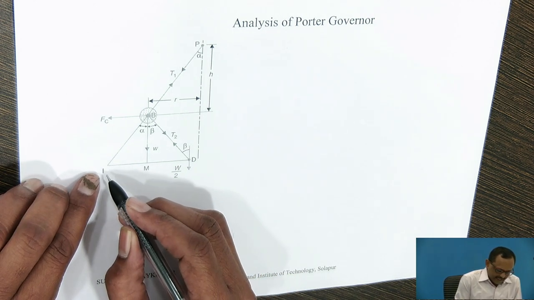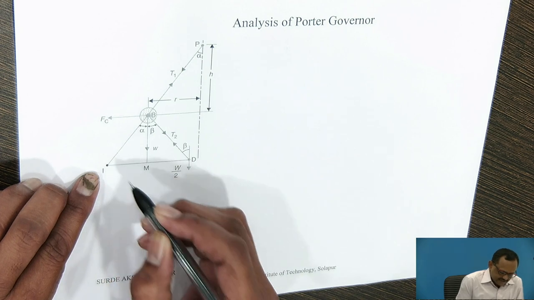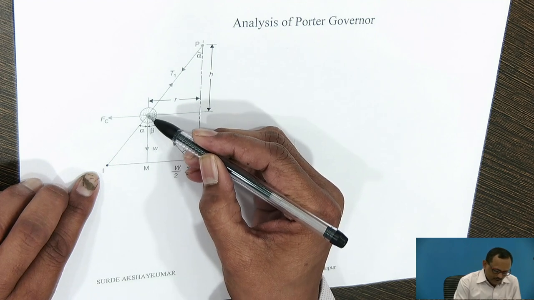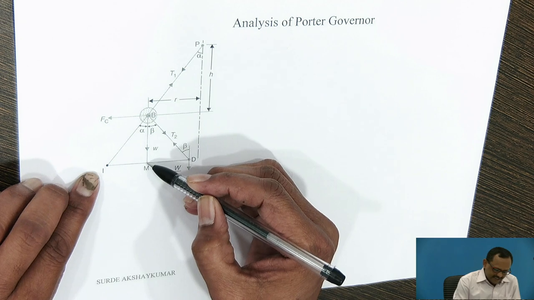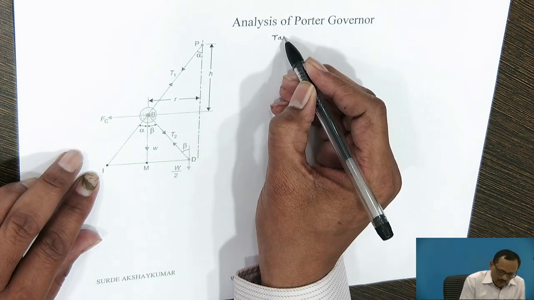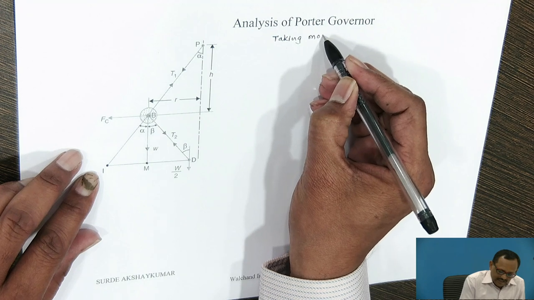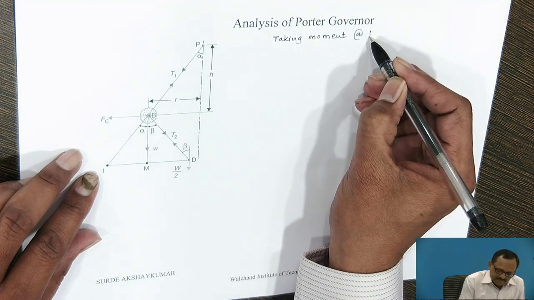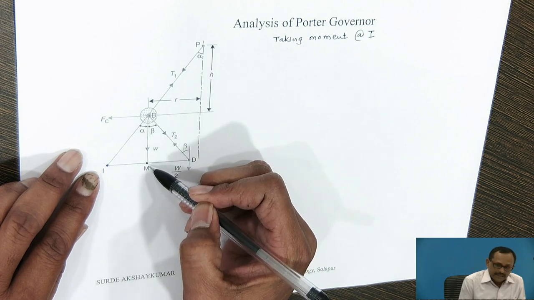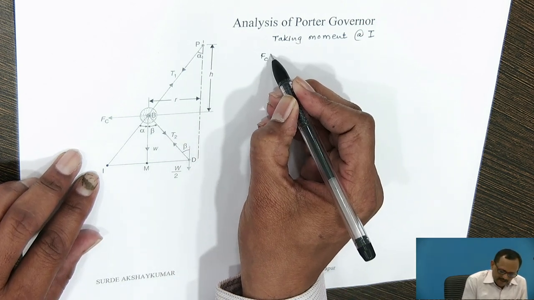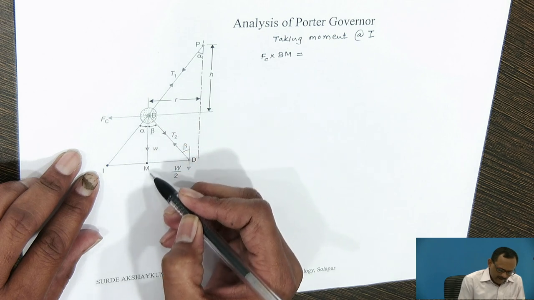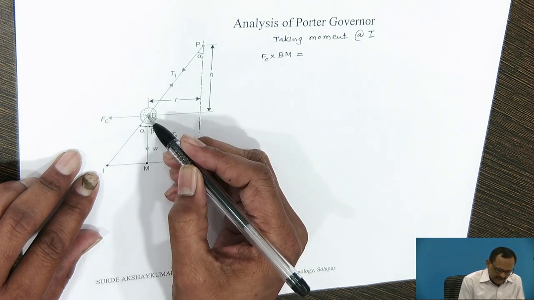Taking moment about the instantaneous center I, where w is the weight of the ball acting in the downward direction. If this line of action is extended, it will cut the line ID at point M. Taking moment about point I, we will get Fc into perpendicular distance BM, so Fc into BM is equal to the weight of the ball w acting in the downward direction.